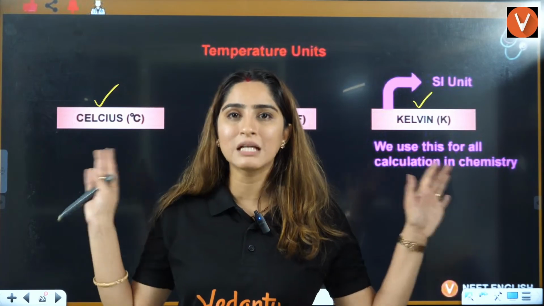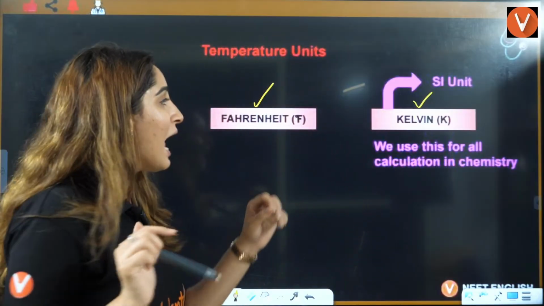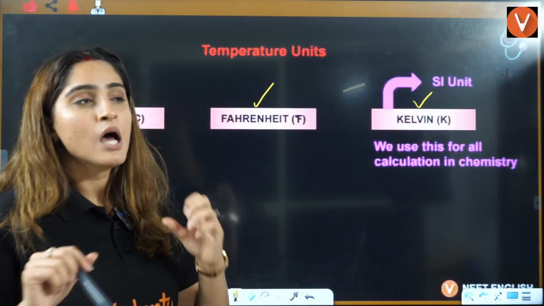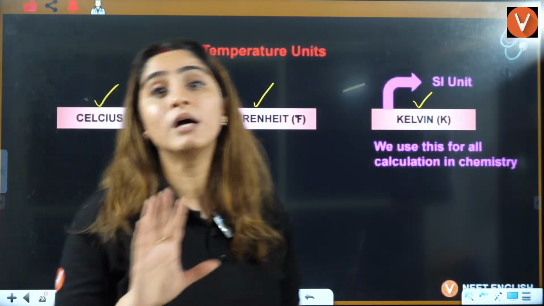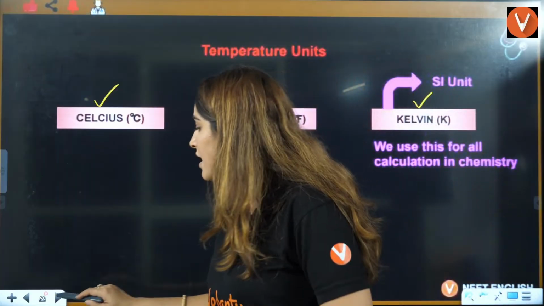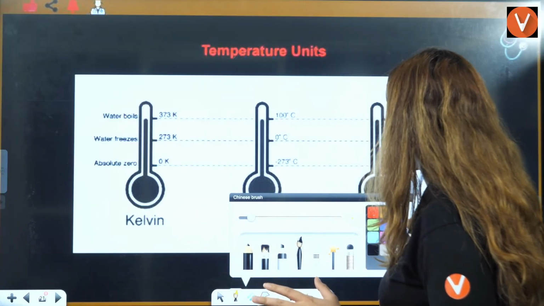Almost all the physical chemistry formulas have temperature, and that temperature will be in Kelvin. That is the SI unit. But what you have to remember is how to convert. Now, the most important conversion that you have is from degree Celsius to Fahrenheit. So this is very important for you to understand.